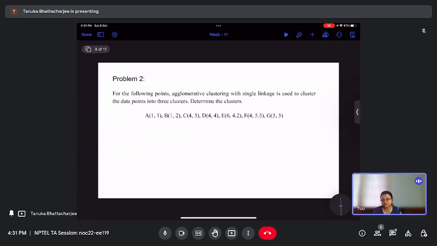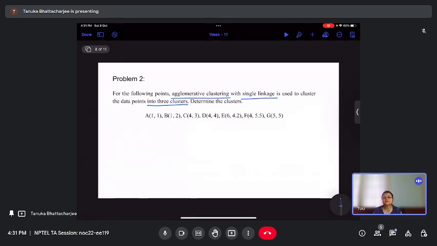So, the first question is, for the following points, agglomerative clustering with single linkage is used to cluster the data points into 3 clusters. Determine the clusters. So, here you have agglomerative clustering with single linkage.